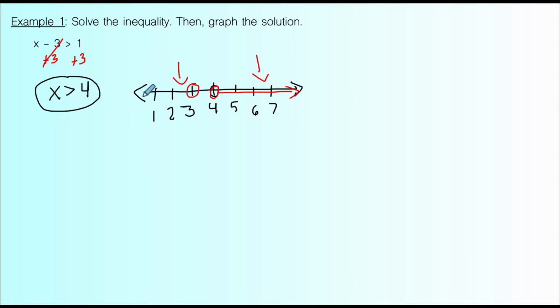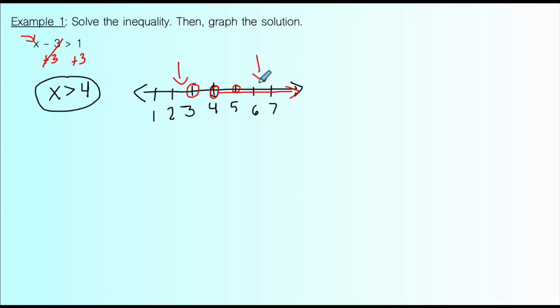I want to make sure I didn't make a silly mistake. So if I plugged in 3 for x in the original inequality, 3 minus 3 is 0. And 0 is not greater than 1, which is exactly what we're saying. We're saying everything over here is not true. On the flip side, we're saying everything to the right of the 4 is true. So pick any number. I'm going to pick 5. All right, we're saying 5 is a solution. 5 minus 3 is 2, and 2 is greater than 1. Therefore, everything that's greater than 4, that's to the right of it, should be true.